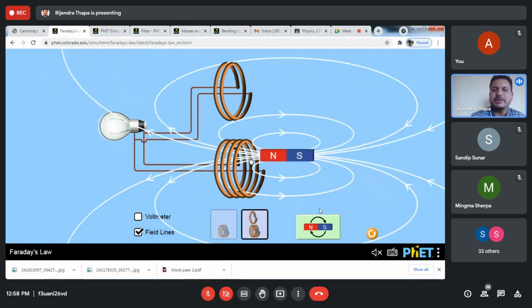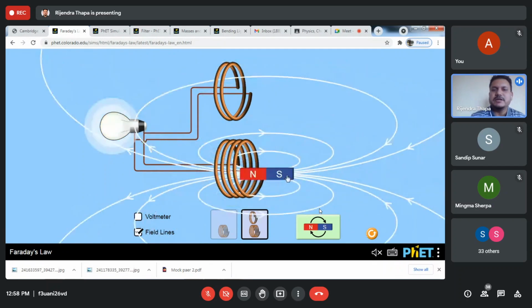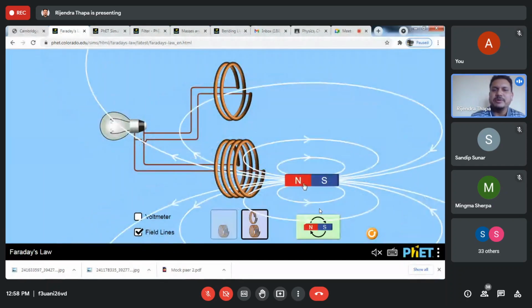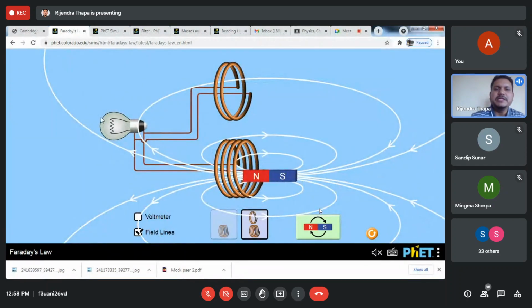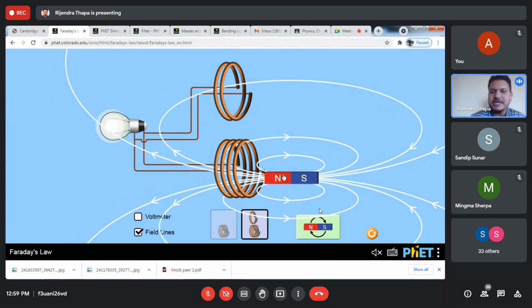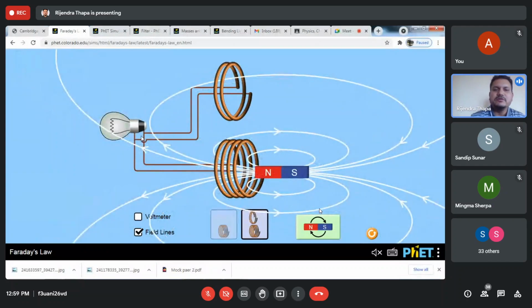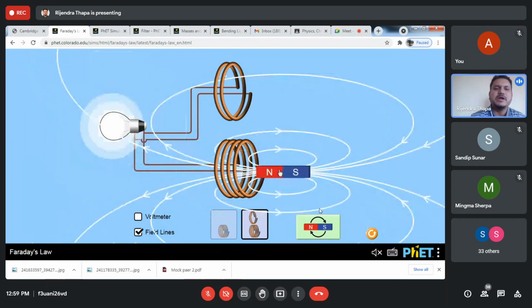This phenomenon was given by Faraday's law. By moving the magnet, the current will be induced here, as a result of which this bulb glows. Now here the bulb doesn't glow, because this magnetic field is not changing. When you change the magnetic field, the current will be induced here, because of which this bulb will glow. So this relation between the changing magnetic field and electric field was given by Faraday's law.